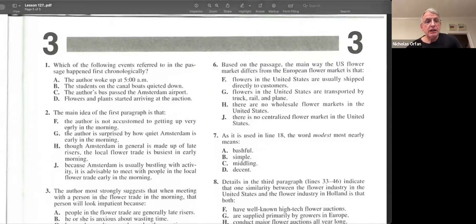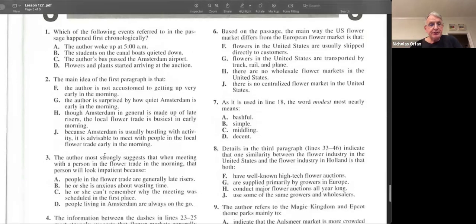Oh, okay. The main idea of the first paragraph is that Amsterdam is made up of late risers, but the local flower trade is busy early in the morning. So the answer to 2 should be H.